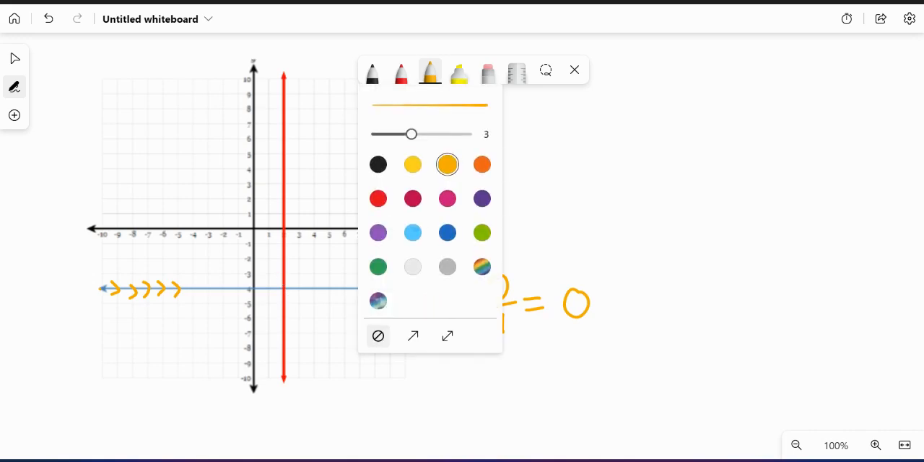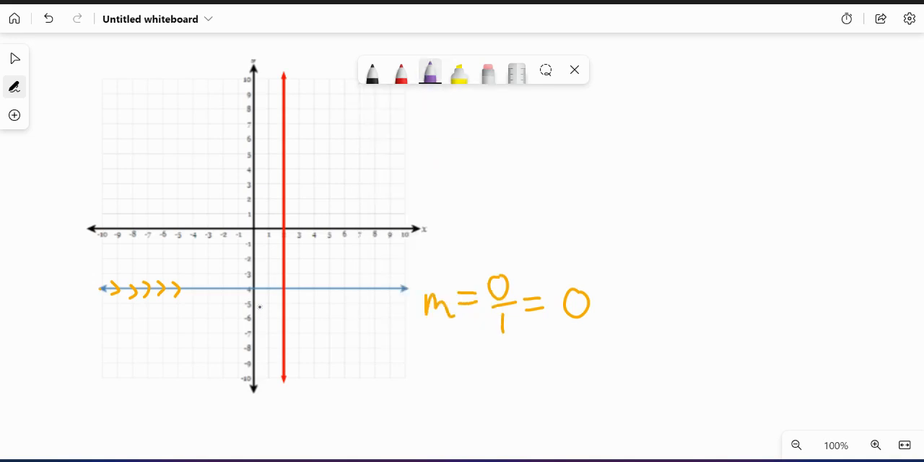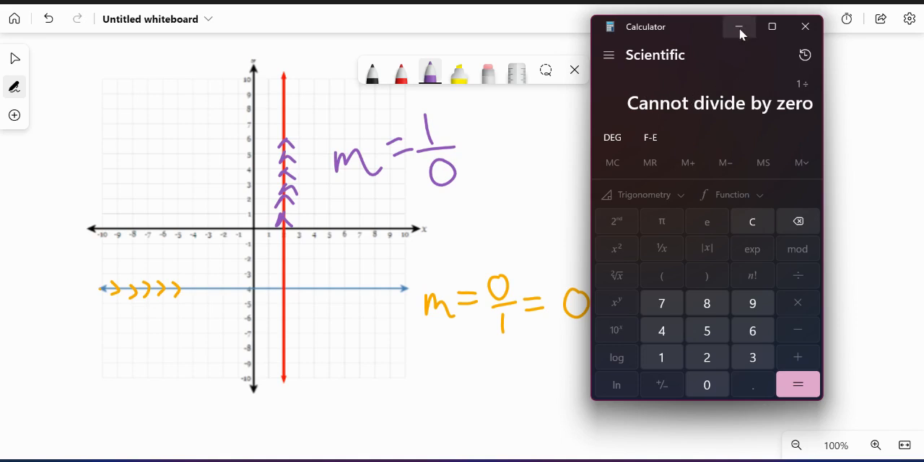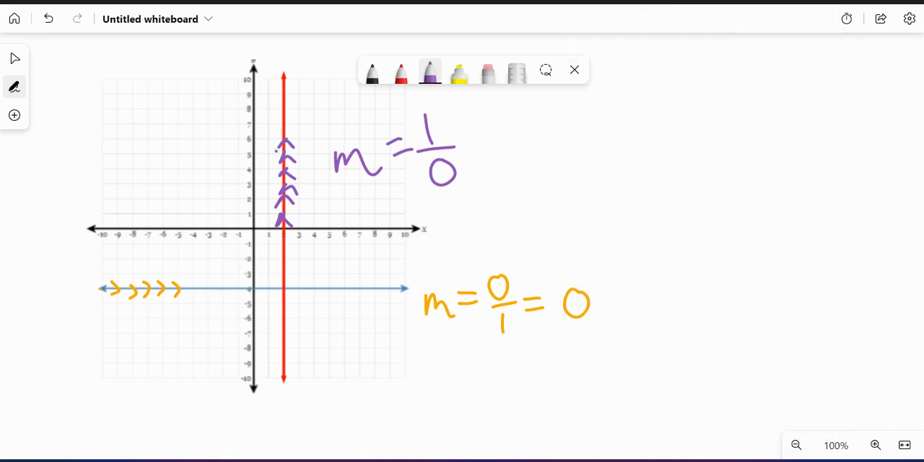Okay, now this one is a little different. Pick something anywhere on here. This could either go up or down. I'm just going to go up. It's going up, up, up, up, up, right? So this slope is rising 1 and running 0. But you cannot divide by 0. I'll even prove it to you in the calculator. That is a math law. You cannot divide by 0. So when you have a vertical line, the slope is undefined.